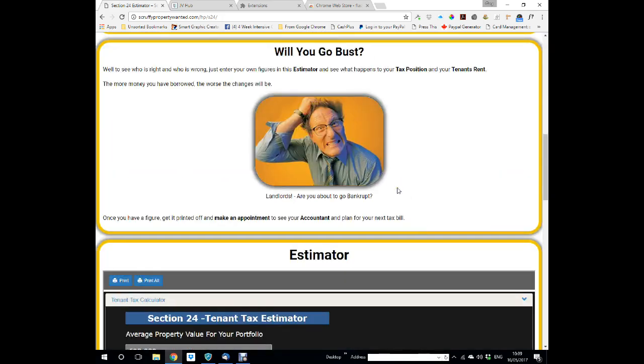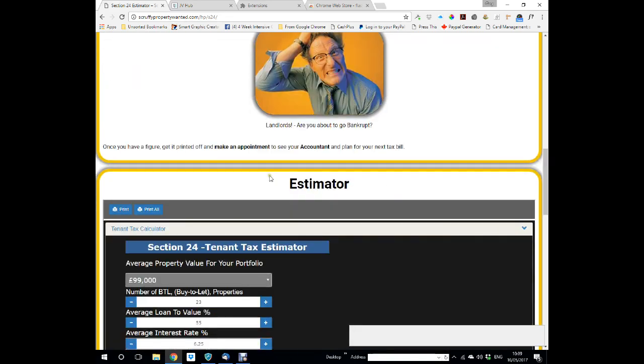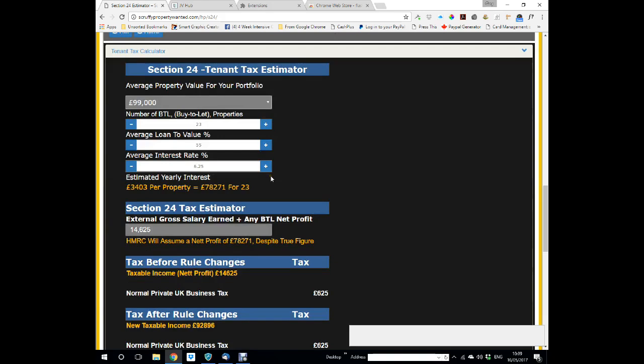Well, to see who's right and who's wrong, just enter your own figures in the estimator and see what happens to your tax position and your tenant's rent. The more money you've borrowed, the worse the changes will be. Once you have a figure, get it printed off and make an appointment to see your accountant and plan for your next tax bill. So here we go.